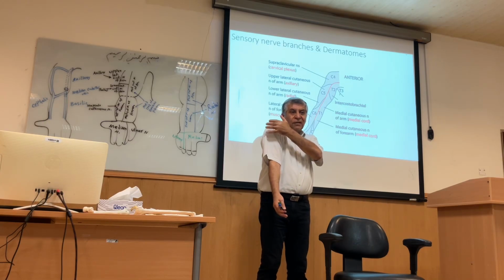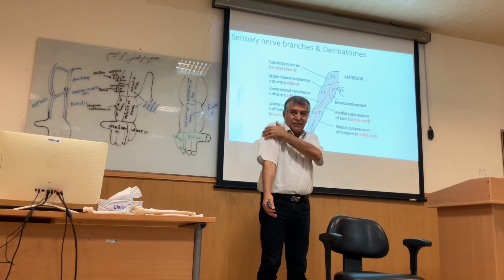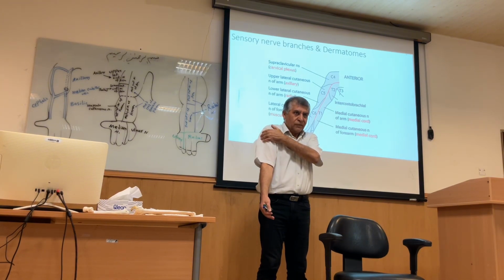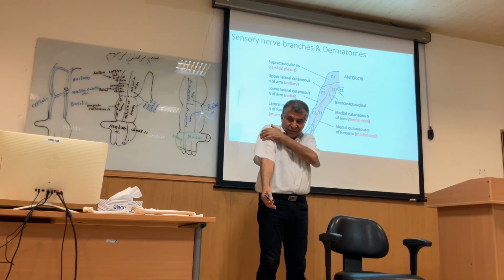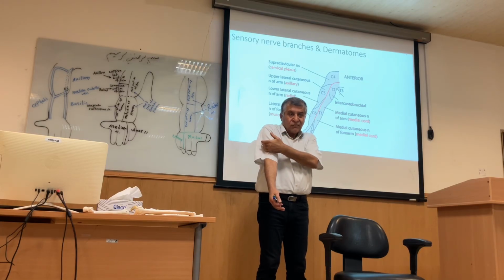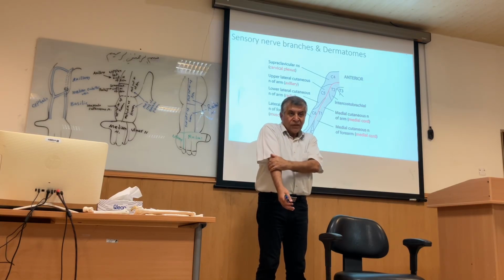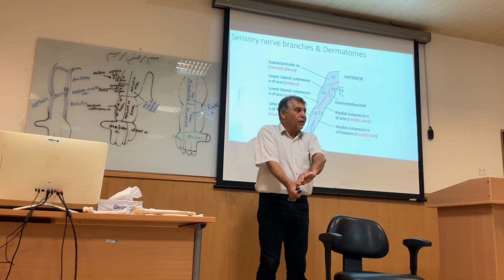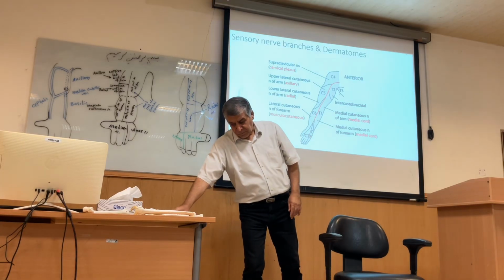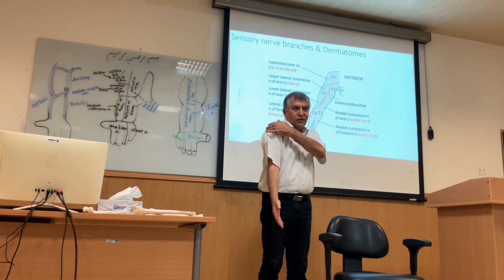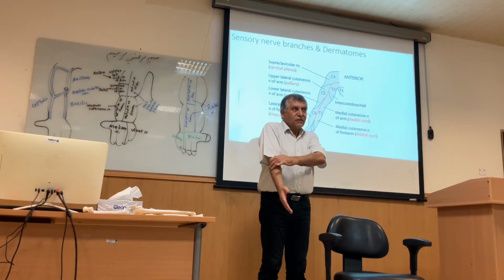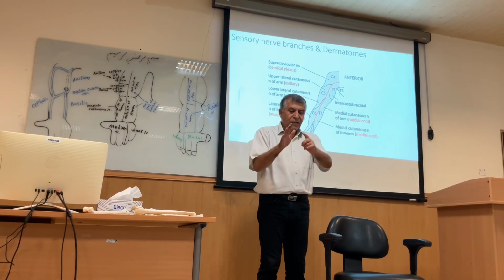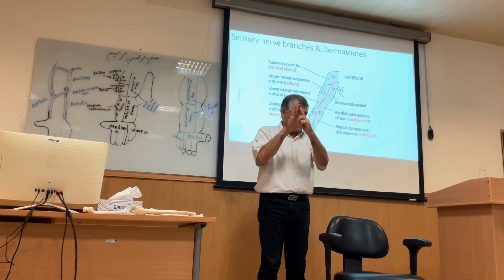Skin covering the deltoid muscle is innervated by C4. Skin in the lateral side of the arm and forearm, C5. Thumb, C6. Middle fingers, C7.